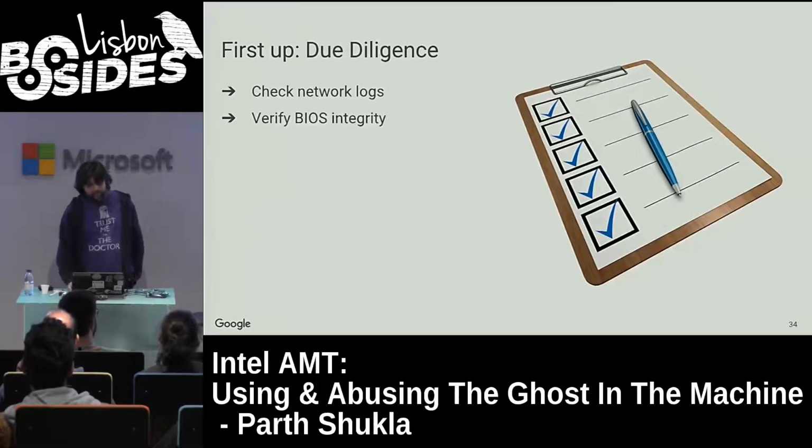So some due diligence first. A colleague of mine checked network logs for everyone who ever talked to any of the AMT ports on that machine. Answer was all internal known IPs and people, nothing to worry about. I collected a BIOS dump using GER. So GER is Google's incident response tool. It's open source.